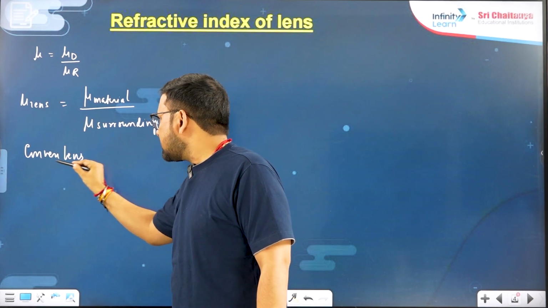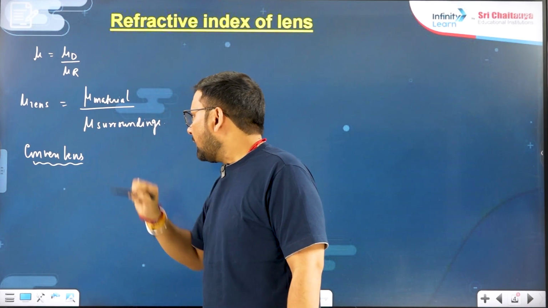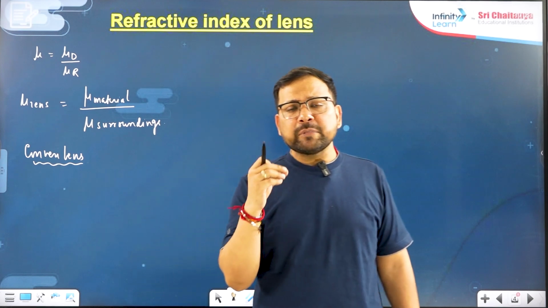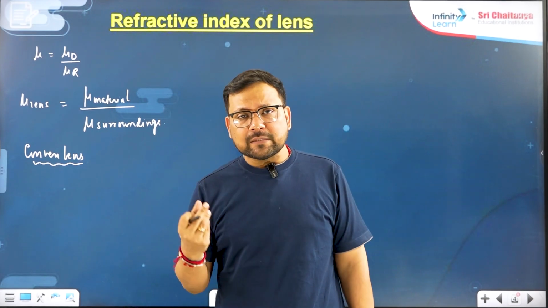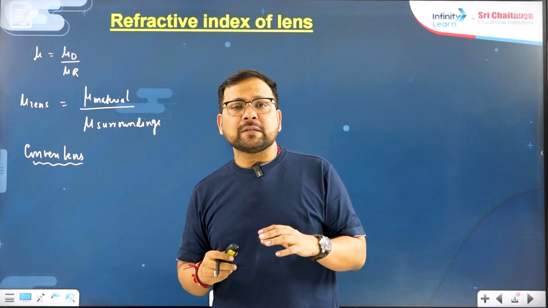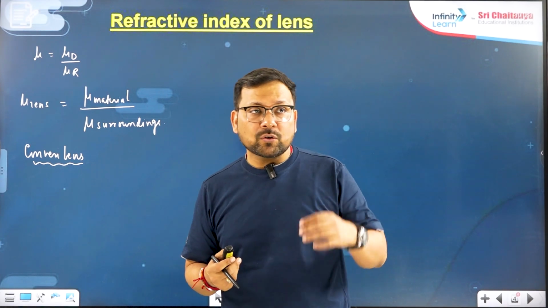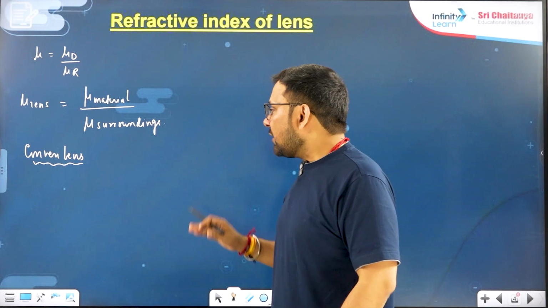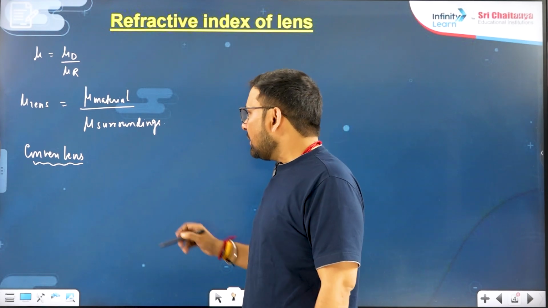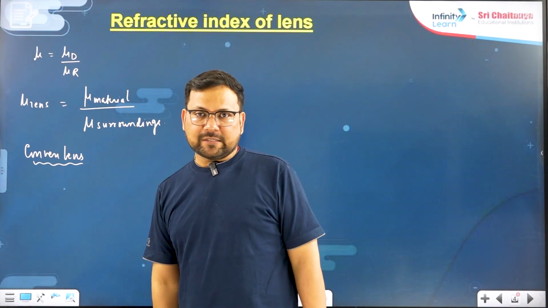I am taking a convex lens. In general, there is a misunderstanding, or you can say a misconception, that a convex lens is a converging lens and a concave lens is a diverging lens. That is a common misconception. It should not be there in your mind now. From the name you cannot decide.